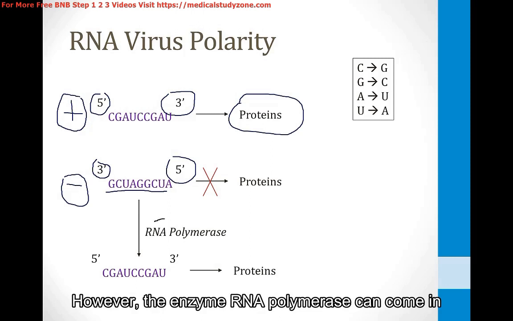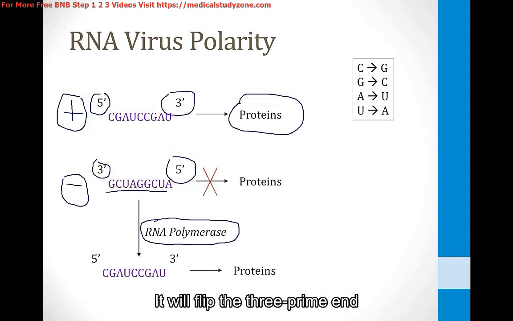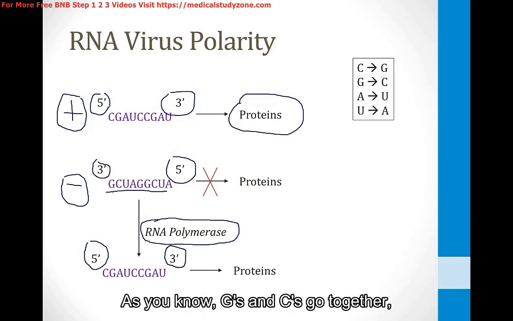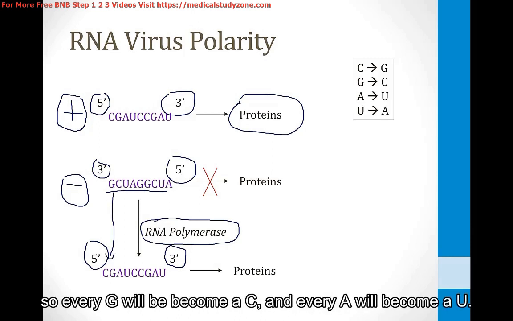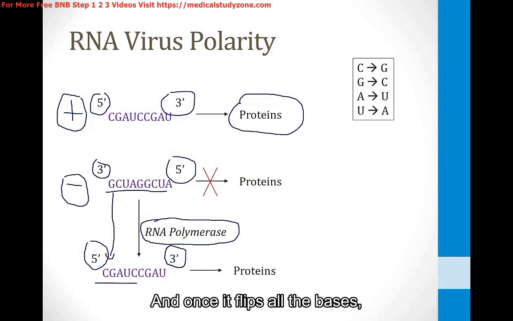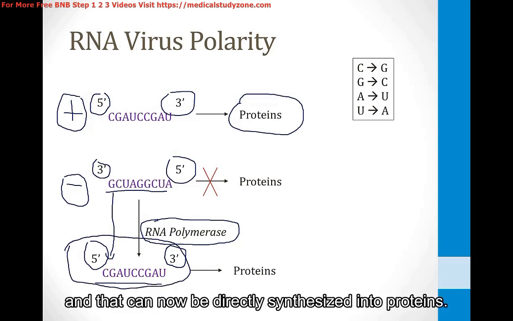They will not be translatable into proteins in the state in which they're found inside the virus. However, the enzyme RNA polymerase can come in and make a mirror image copy of this negative sense RNA. It will flip the 3' end to become the 5' end, and it will change the 5' end to become the 3' end, and then it will flip each base. So as you know, G's and C's go together and A's and U's go together. So every G will become a C and every A will become a U. And once it flips all the bases, it will now have created a strand that looks just like that positive sense strand I drew up above, and that can now be directly synthesized into proteins.